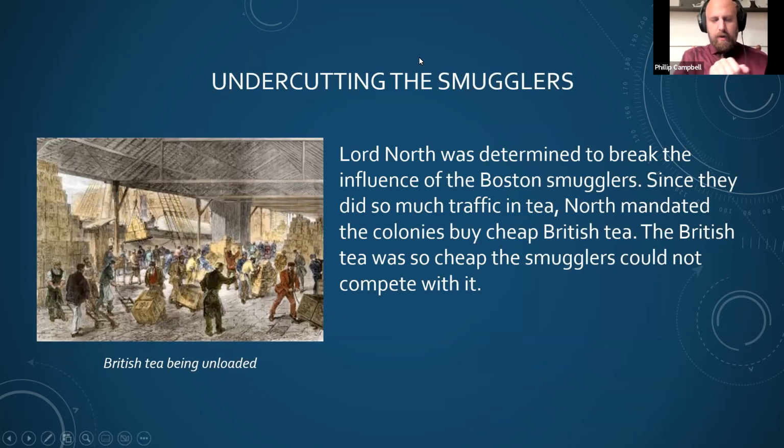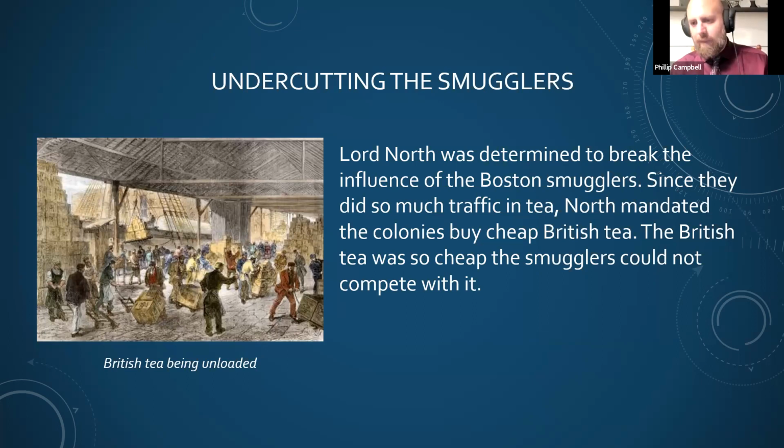Lord North knew that in order to really break the colonial resistance, he absolutely needed to undermine the influence of the Boston smugglers. I mean, as long as the Boston smugglers were still able to carry on their operations unhindered, Britain was going to have a very tough time financially getting control of the colonies. And so he started with tea.